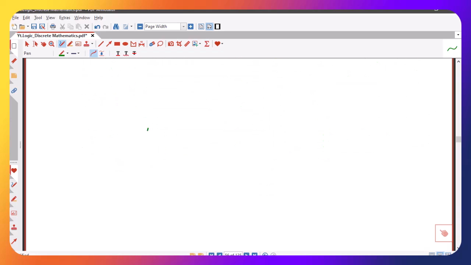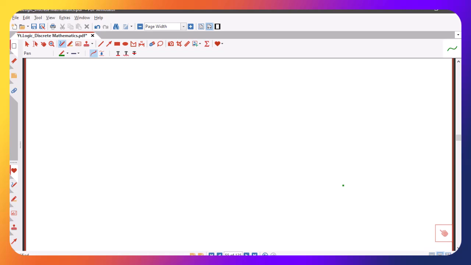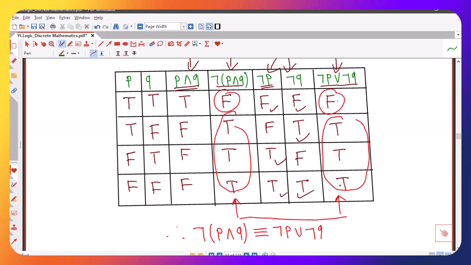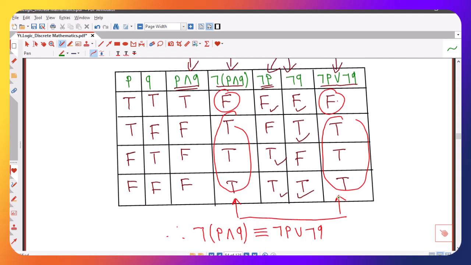In simple words, suppose one compound proposition is denoted by small a, another compound proposition is denoted by small b, then A and B are logically equivalent if and only if this biconditional is a tautology. So sometimes you can show that this biconditional is a tautology, and that also proves that two statements are logically equivalent. But we will use this method.